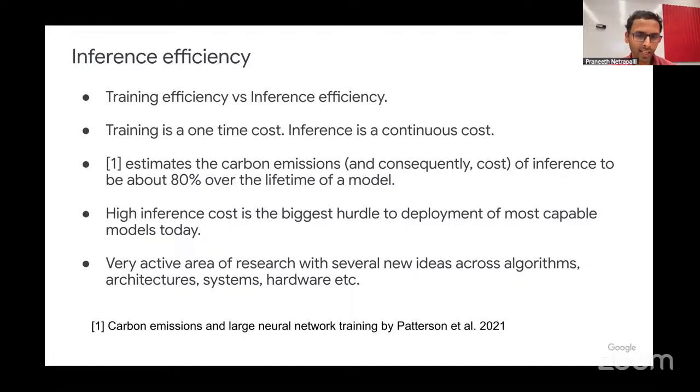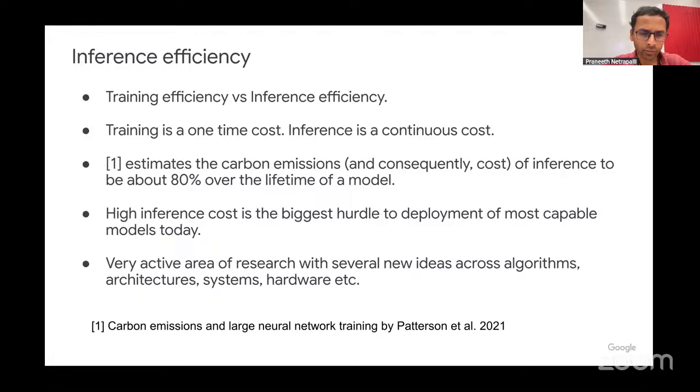So training is a one-time cost, whereas inference is a continuous cost and will be there as long as the model is deployed. And there are estimates which suggest that over the life cycle of a model, inference cost accounts for about 80% of the overall cost of the model.